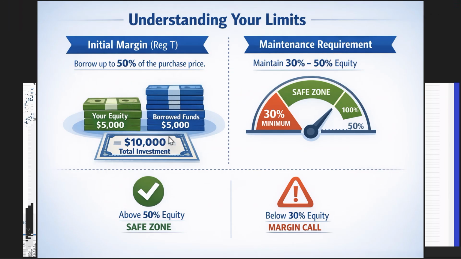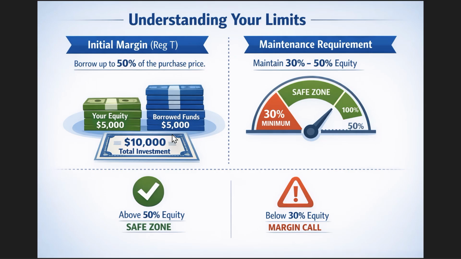And once you are approved, you have to understand your limit. Schwab provides specific metrics to help you manage your borrowing. First is initial margin. So typically you can borrow up to 50% of the purchase price for most stocks. For example, to buy $10,000 of stock, you need $5,000 of your own equity. You must keep a minimum amount of equity in your account, usually 30% to 50%, to avoid a margin call.